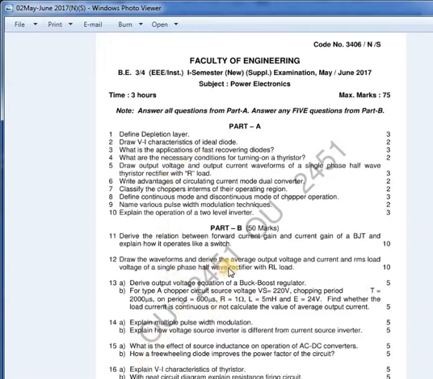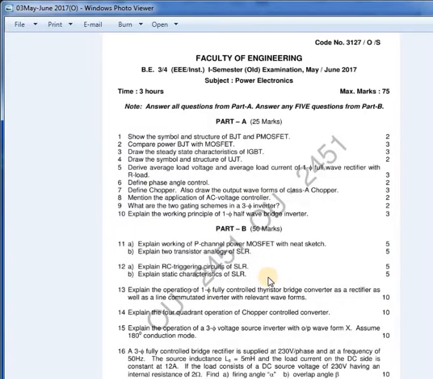Okay, now next, if we see, yes: draw the waveforms and write the output voltage and RMS voltage of a single phase half-wave rectifier with RL load. So when this is asked, you have to draw it without the freewheeling diode. When the other one is asked, you have to do it with the freewheeling diode. Okay, here see: single phase fully controlled thyristor bridge converter as a rectifier and line commutated inverter with relevant waveforms. So you have to explain the single phase full wave thyristor bridge converter.